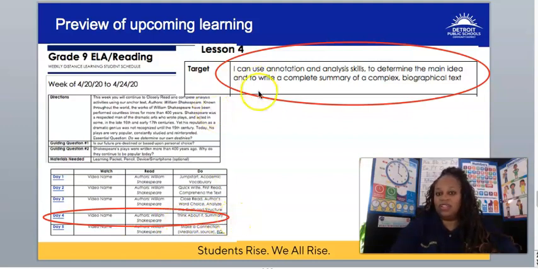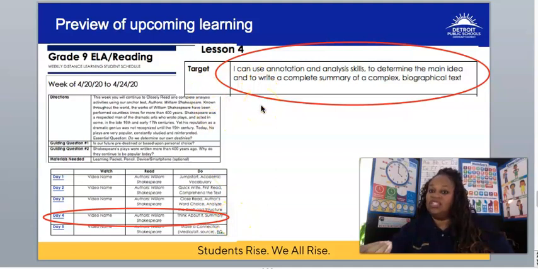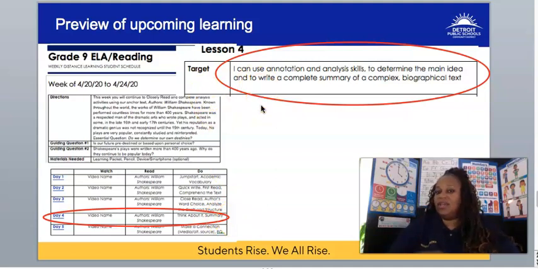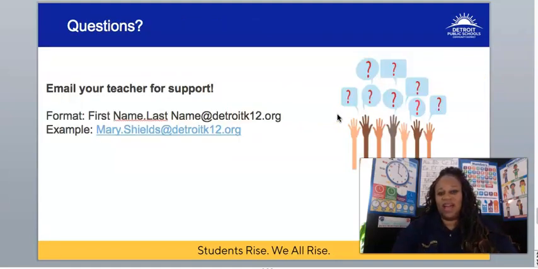So let's read our target. I can use annotation and analysis skills to determine the main idea. This is not new to you, but we're going to use our analysis skills to figure out what the main idea of this text is, and then we'll write a complete summary of William Shakespeare's biography.